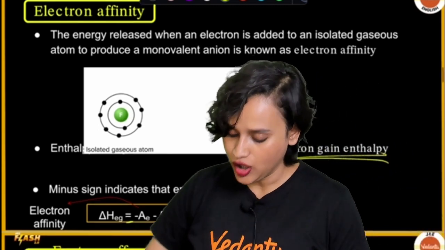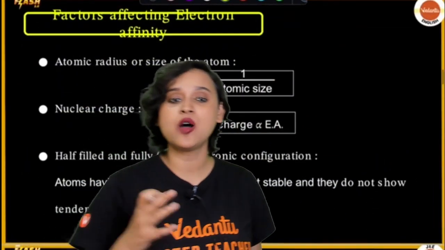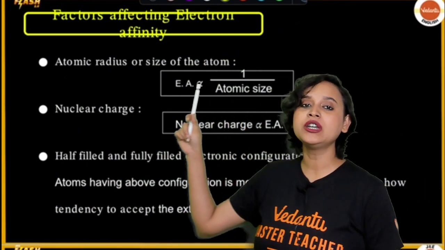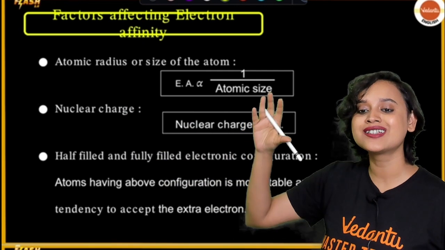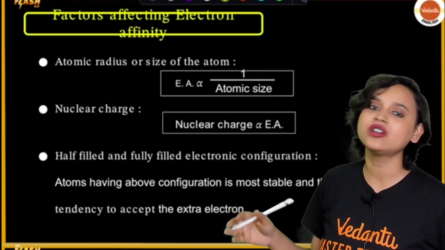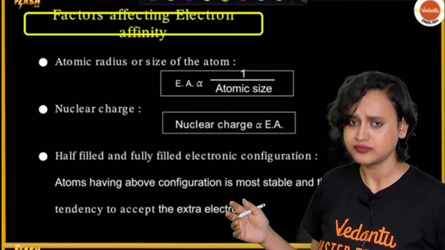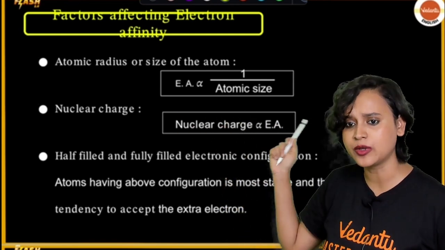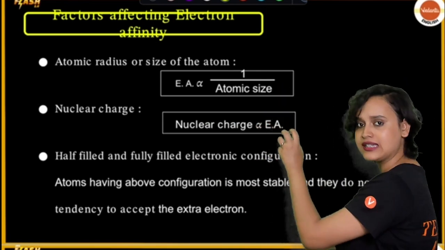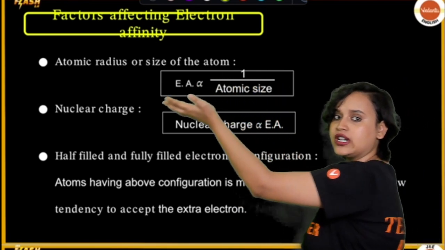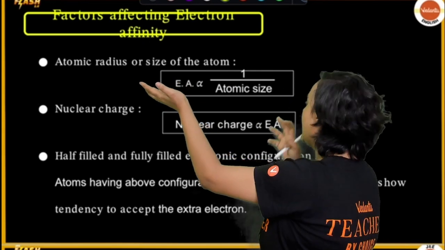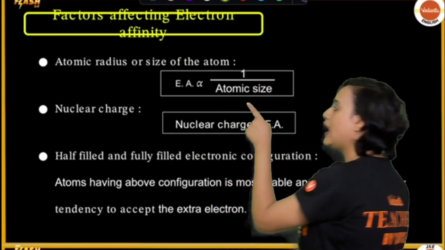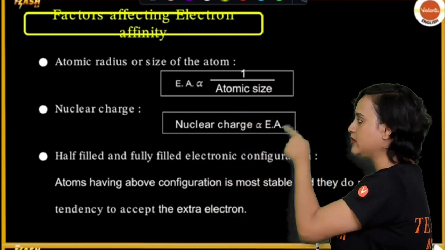Got it? Clear? Okay. Now, what are the factors and how is the trend of electron affinity? Let's have a look. We know that atomic radius and electron affinity are inversely proportional. That means as you decrease the atomic size, the electron affinity increases, and as you increase the atomic size, electron affinity decreases. Why?